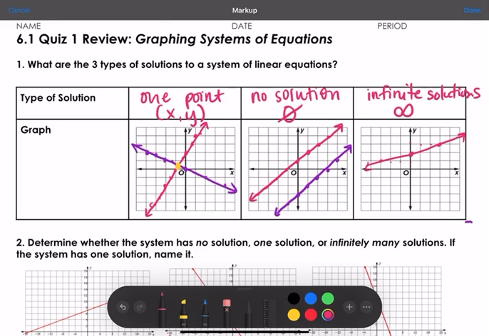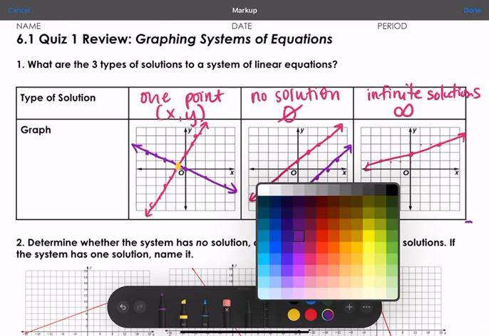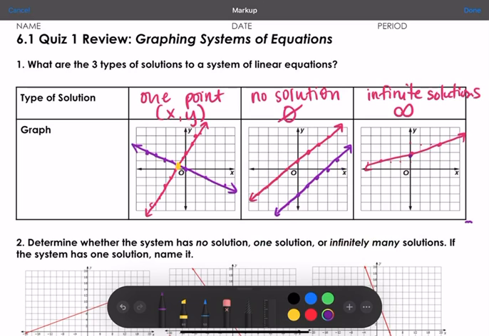And I graph another line, and it just so happens to be the exact same line with the intercept at 2 and a slope of 1/3. These lines have all points in common. Every single point is going to be a solution to both equations. So we have an infinite number of solutions here.